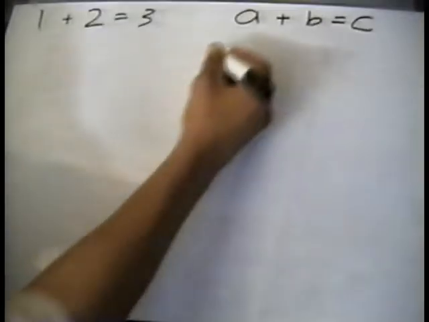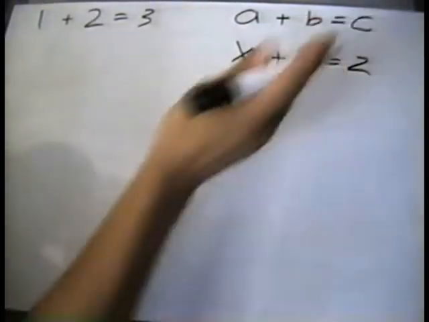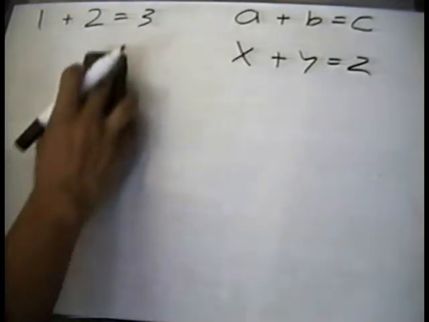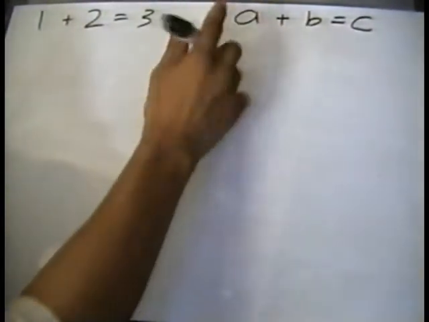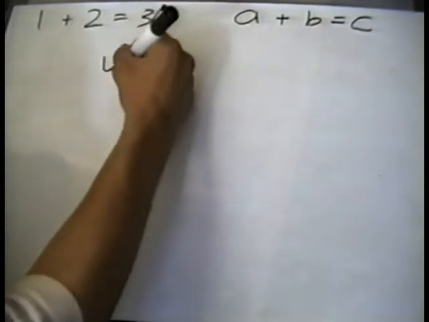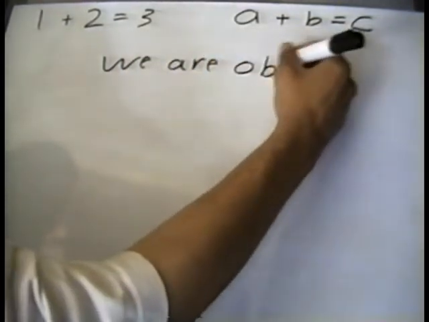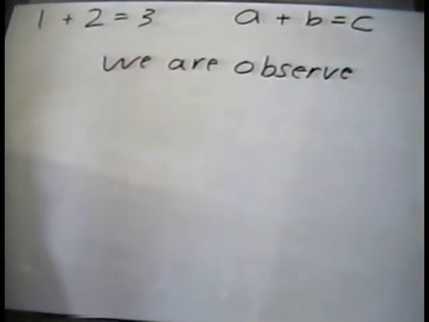But I'm not saying that anytime you see A, B, and C, that it's always equal to 1, 2, and 3. That's not the case. I could use X plus Y equals Z. Okay? The letters we use do not matter. What matters is the position.